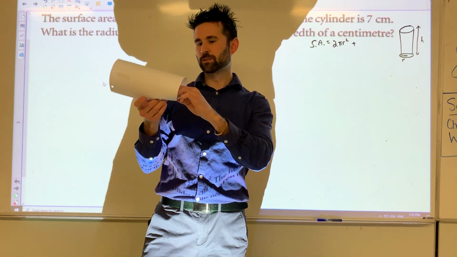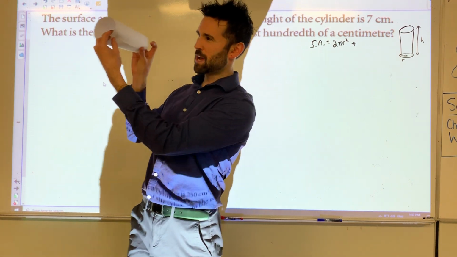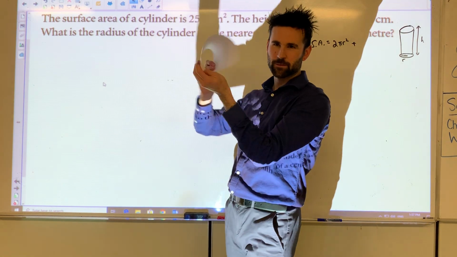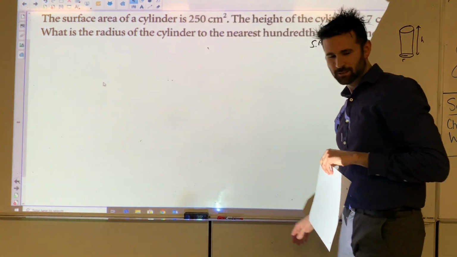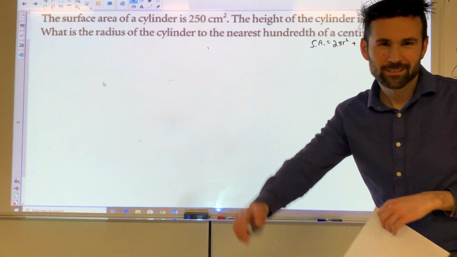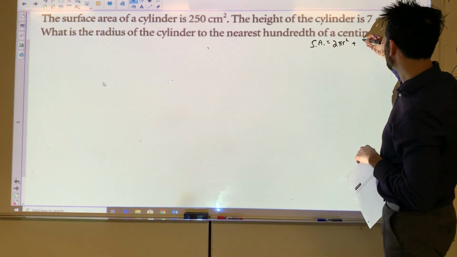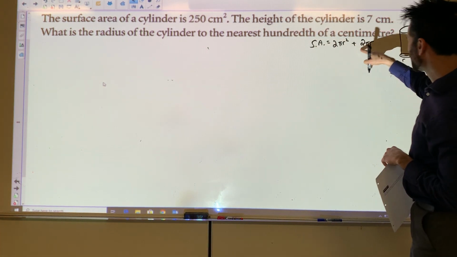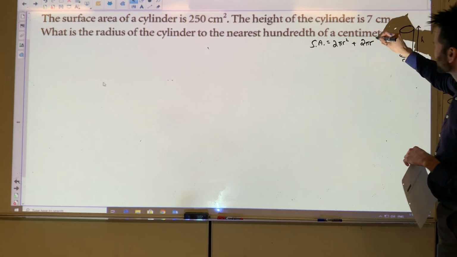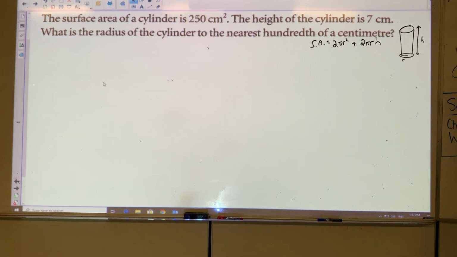What's the circumference of a circle? That would be the length. The length would be the circumference of the circle. So what's the formula for circumference? It's 2 pi r. So that's the length, and then times the height. There's your surface area of a cylinder. Isn't that neat?